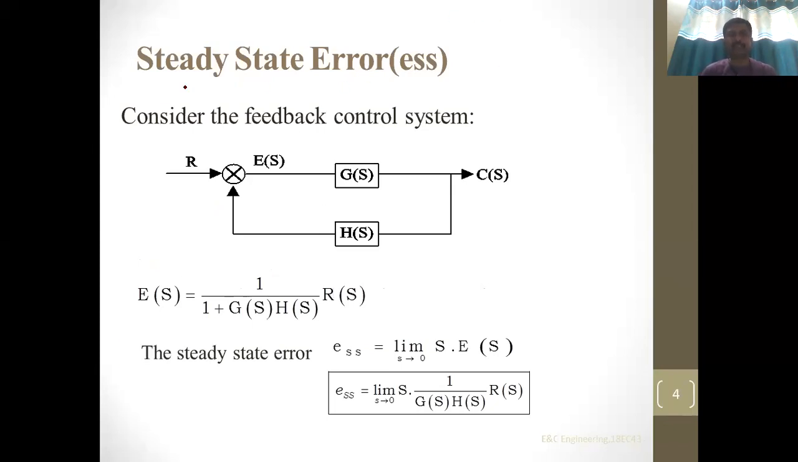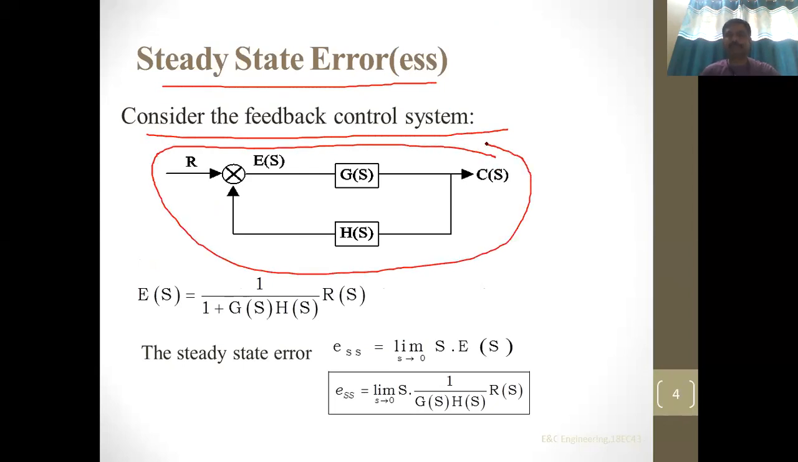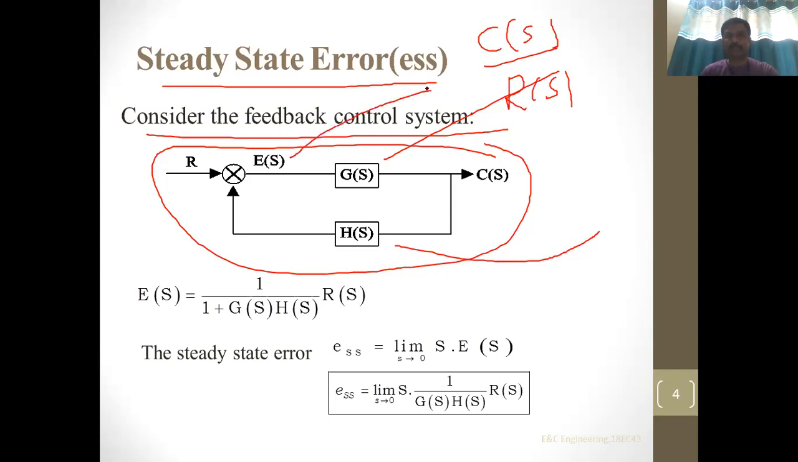ESS stands for steady state error. Now, we shall have a feedback control system, which is indicated with respect to this figure. G of S is the open loop transfer function. This is feedback, and overall closed loop transfer function is C of S by R of S. Now, along with this, there is one more signal indicated, that is E of S. E of S is nothing but the actuating signal, or it is also termed as error signal.